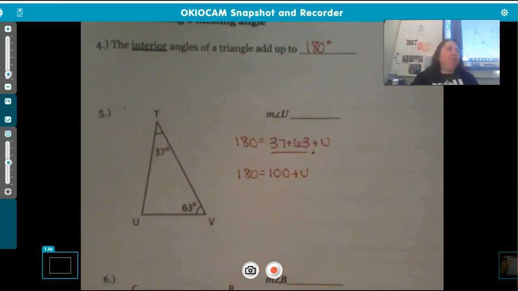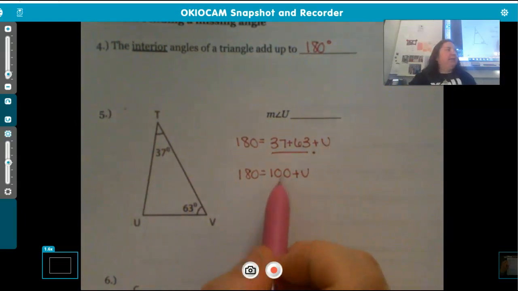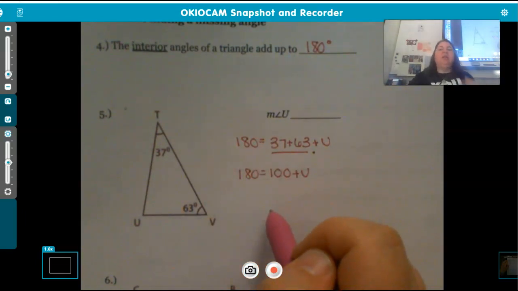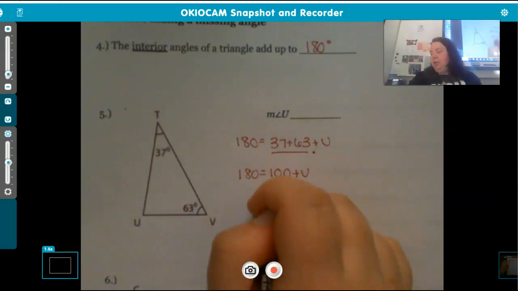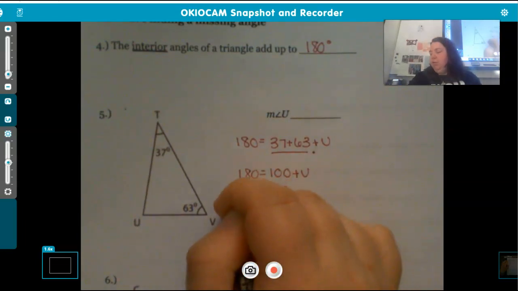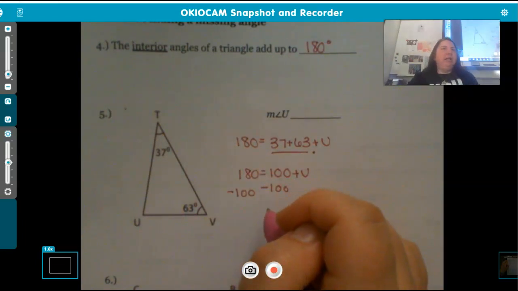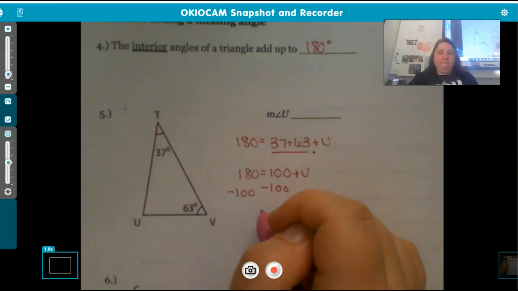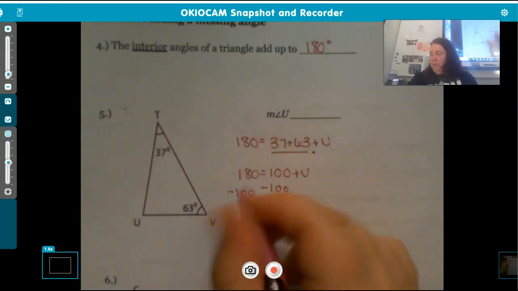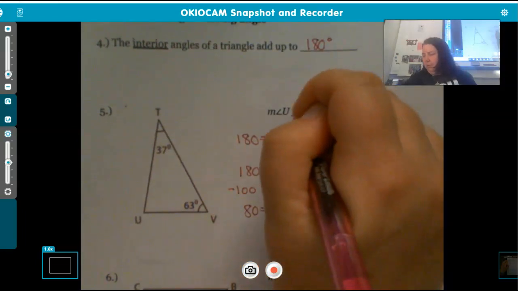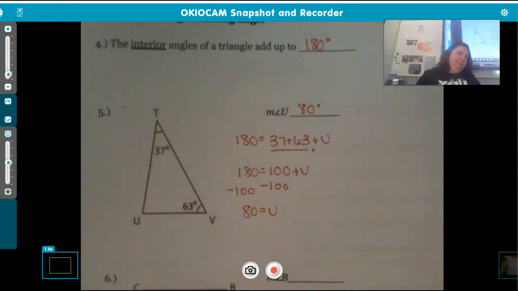Okay, this is more manageable. What's my next step? Not divide, subtract, right? Because I want to think of what's the opposite. In this case, I have 100 plus u. 100's a positive number. The opposite of that is subtraction. Whenever we solve an equation and we need to move something to the other side, we always do the opposite. So what's 180 minus 100? Right. I thought I heard somebody say it. 80. So the measure of angle u is 80 degrees.